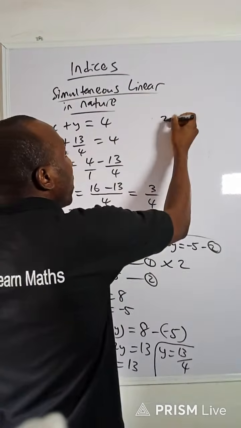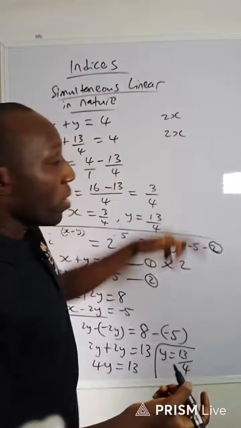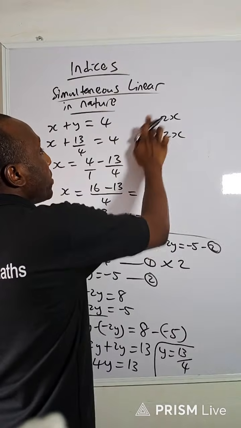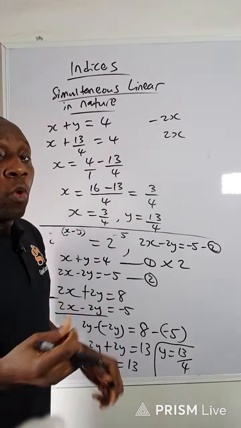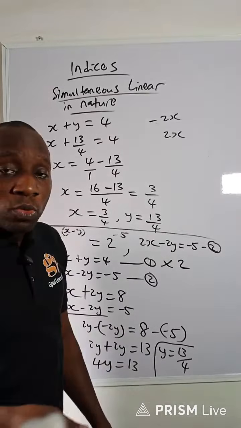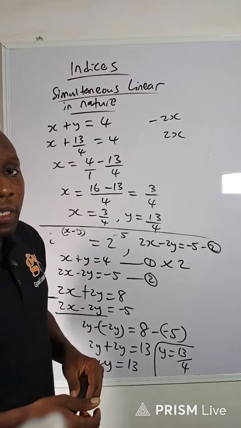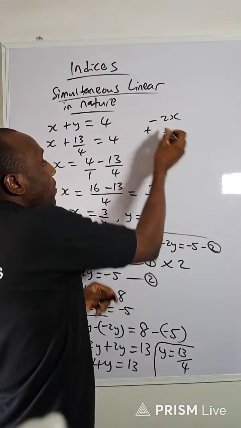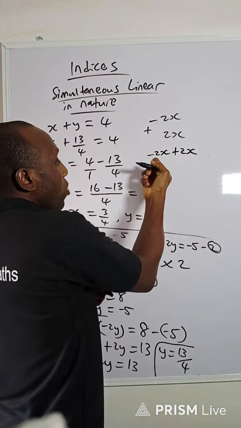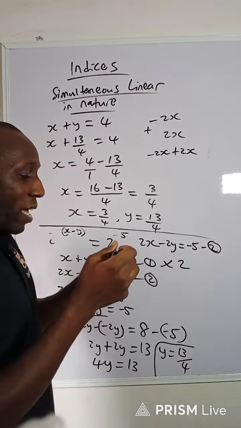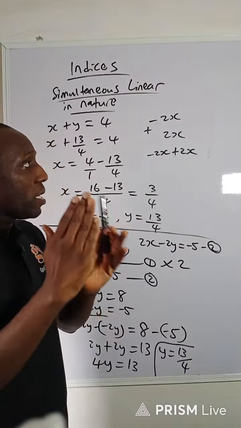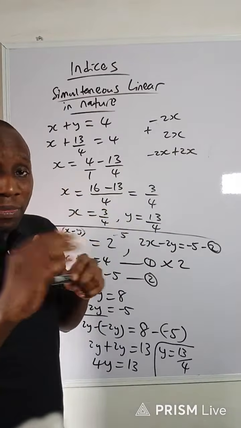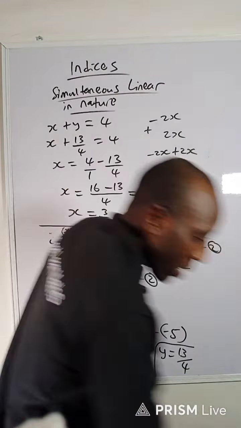Let's say you have 2x and 2x. If you want to get rid of 2x and 2x, you simply subtract. But if you have, let's say, minus 2x and plus 2x, and you want to get rid of this 2x, what are you going to do? They have different signs. If you subtract, you are increasing the value. So what you simply do is add. Minus 2x plus 2x is what? 0. So when they have different signs but the same coefficient, you should add. But if they have the same sign, you can subtract to get rid of the unwanted term.